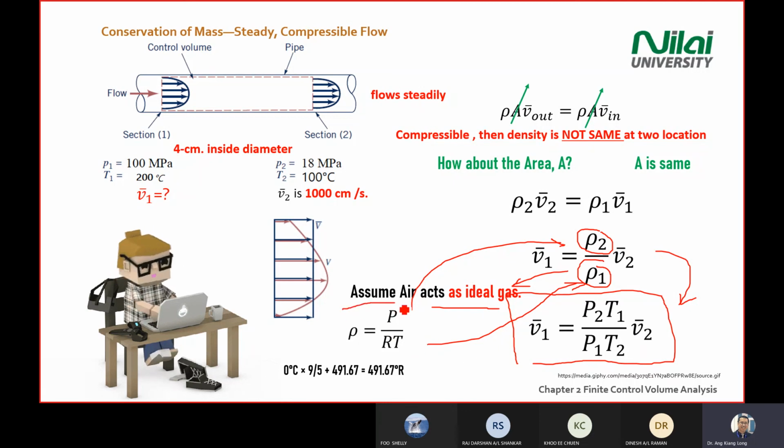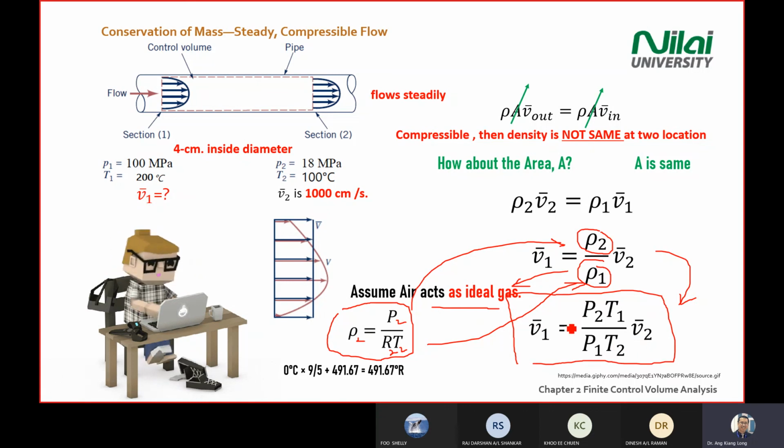What we can guide you is you need to recall the ideal gas equation. Substitute rho equal to P over RT. If it is 2, then all these are 2, 2, 2, 2. And you know that for air, if you are using the same medium, the R value is the same. So you can cancel your R in your simplification steps. So you have V1 equal to P2 T1 divided by P1 T2 V2.